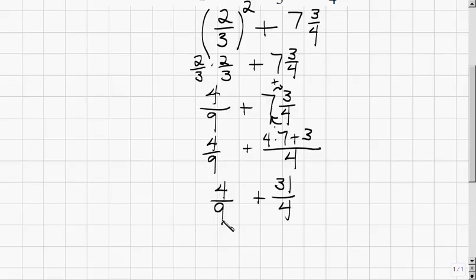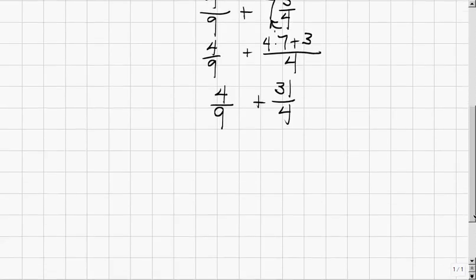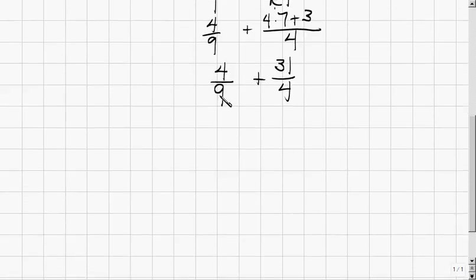Now the next stage, we'd like to add these two fractions together. However, we can only add them if they have common denominators. A common denominator is the smallest number that both of these denominators divide into. The smallest number that 9 and 4 both divide into would be 36. So, we'd like to convert both of these fractions to another fraction where the denominator is 36.